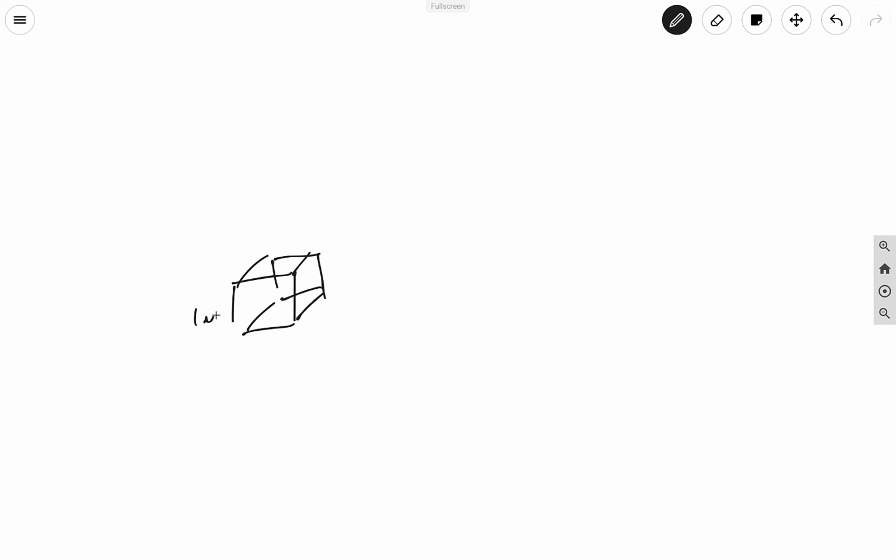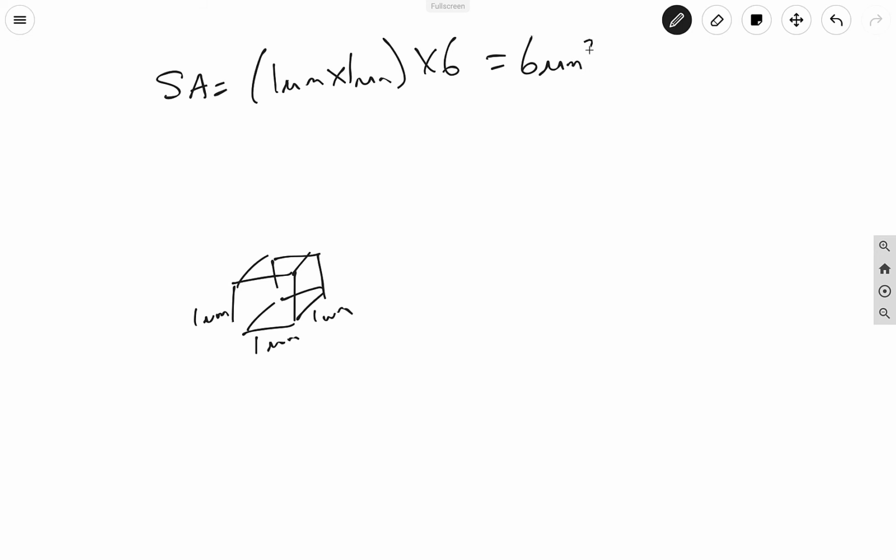Only 1 micrometer by 1 micrometer by 1 micrometer. The surface area is the outside portion of the cell called the cell membrane. Each face of this cube is 1 micrometer by 1 micrometer, which will be 1 micrometer squared. This cube has 6 faces, so the total surface area is 6 micrometers squared.